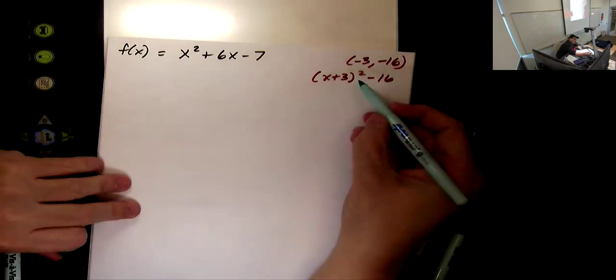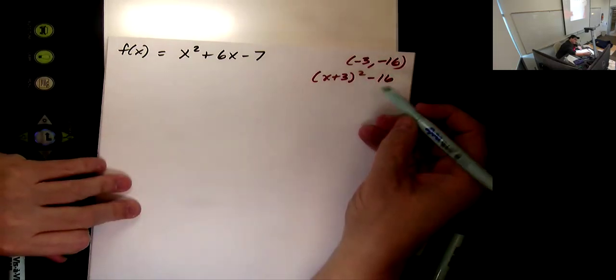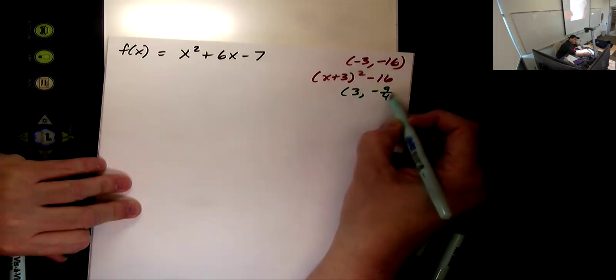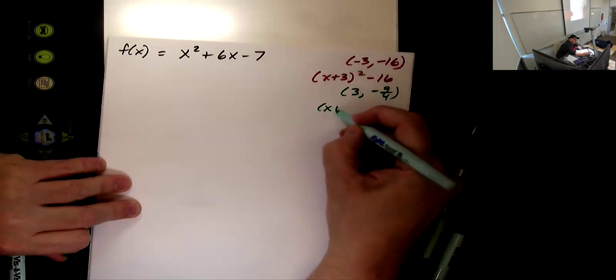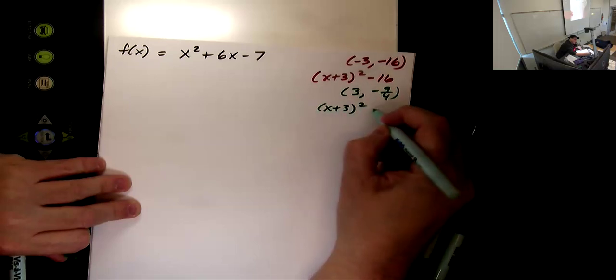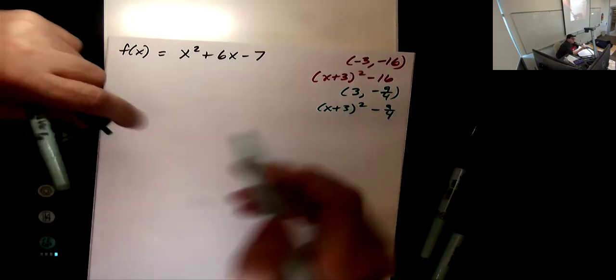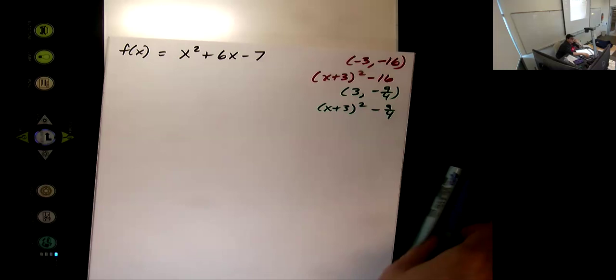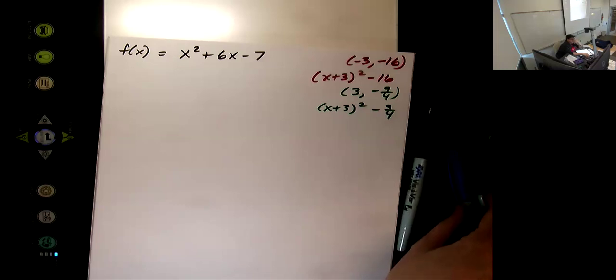Positive 3 and negative 9/4? So that would be x plus 3 squared minus 9/4. I don't know which one it is, so we're gonna find out. Anybody get something different? All right, let's take a look at it.